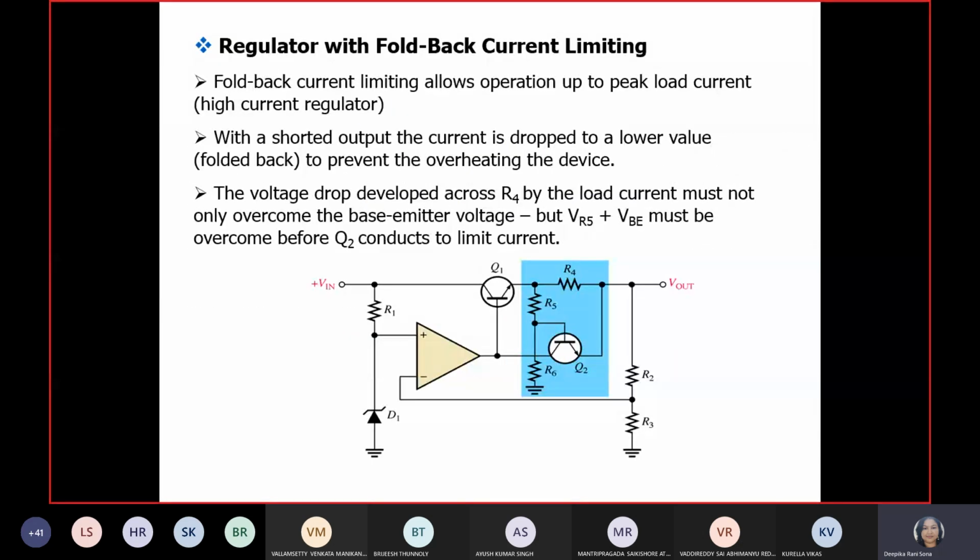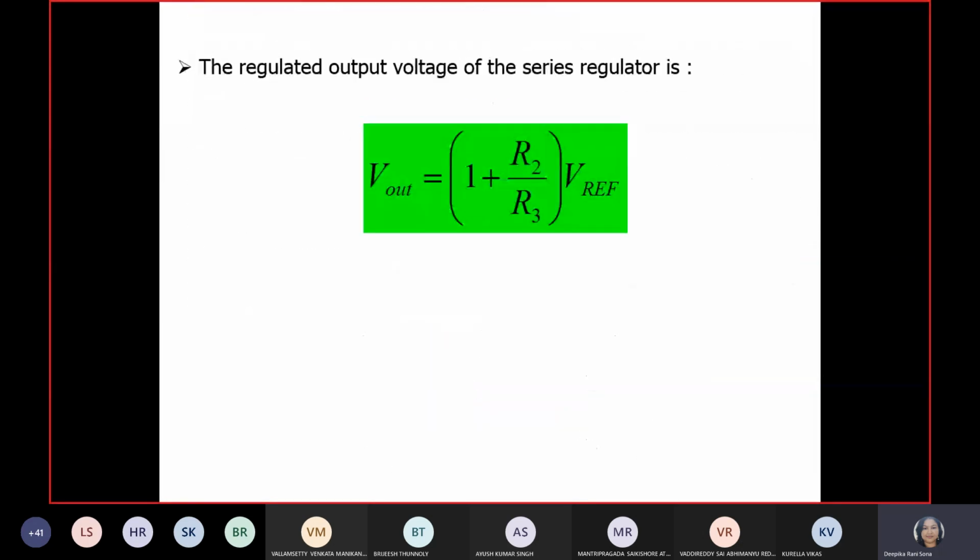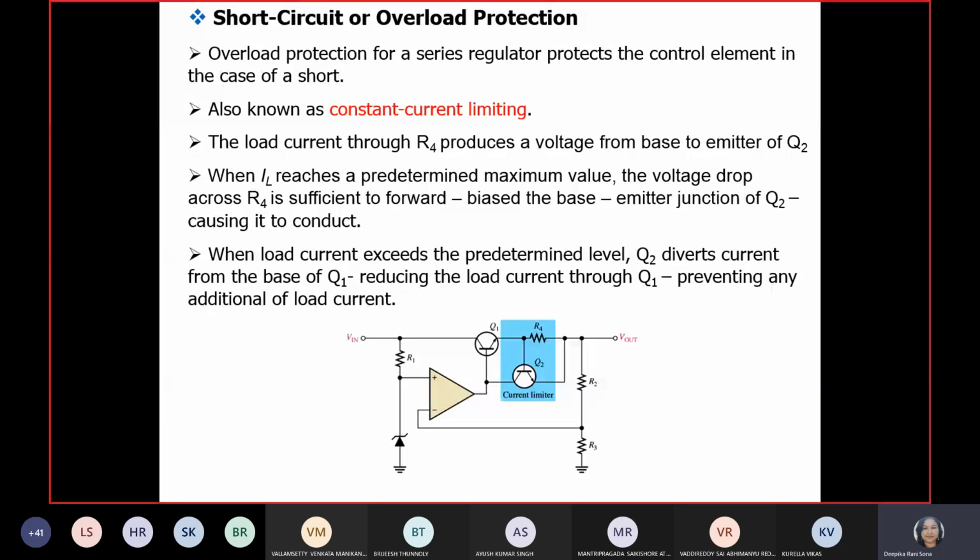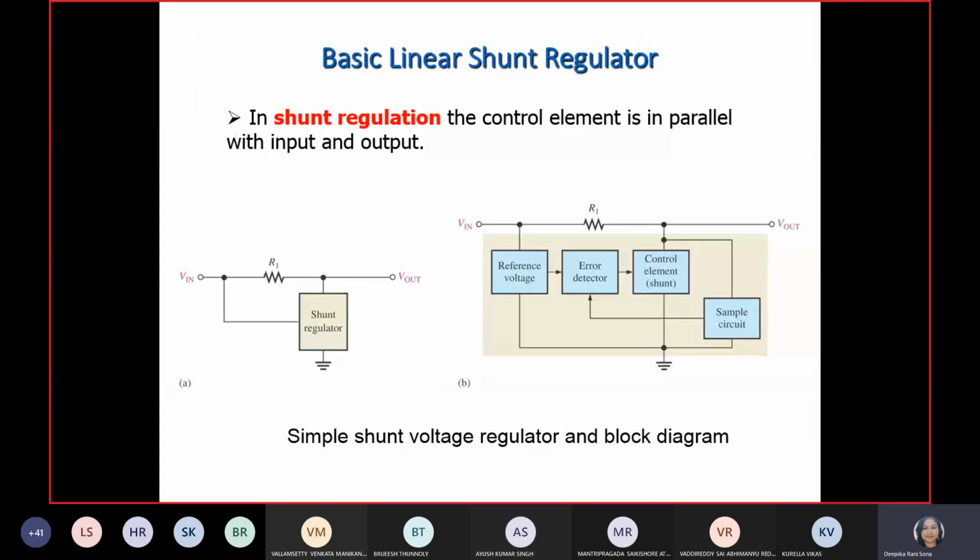Now come to the shunt regulator part guys. I'm just skipping the short circuit and overload protection condition. You just go through the theory. You can easily understand that. Now you come to the basic linear shunt regulator. Just look at the block diagram to see the position of the shunt regulator, how it is situated from the block diagram or schematic diagram point of view.